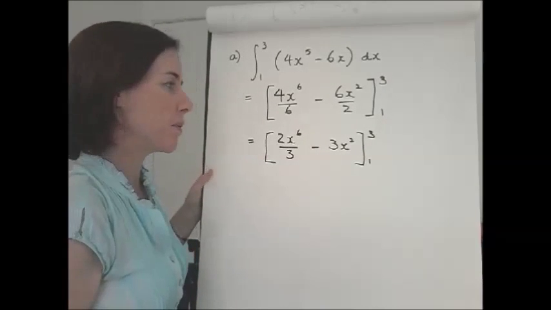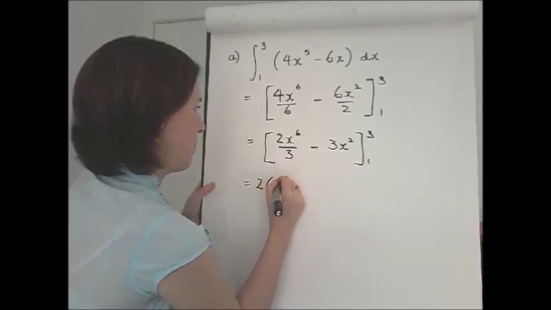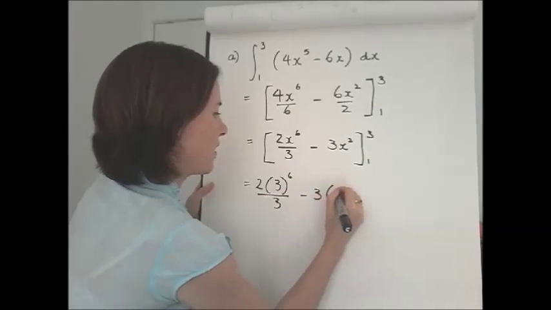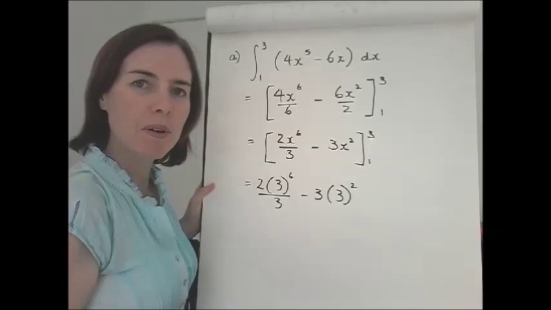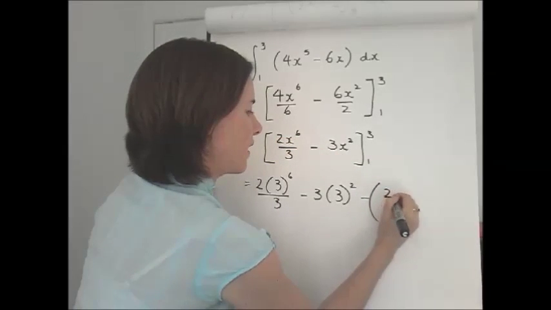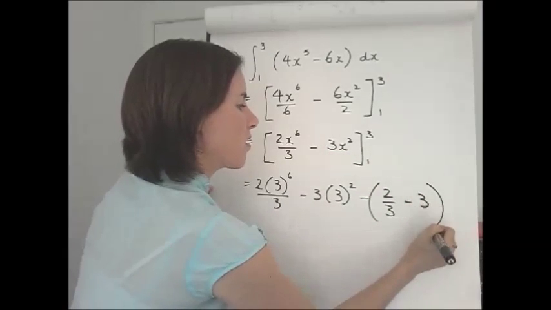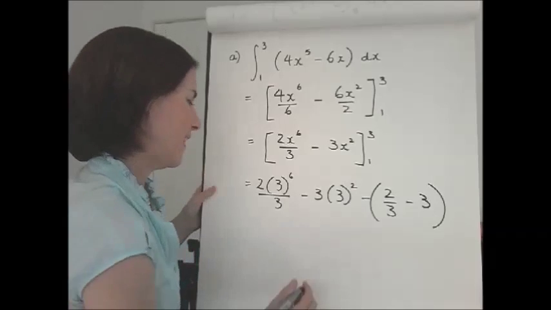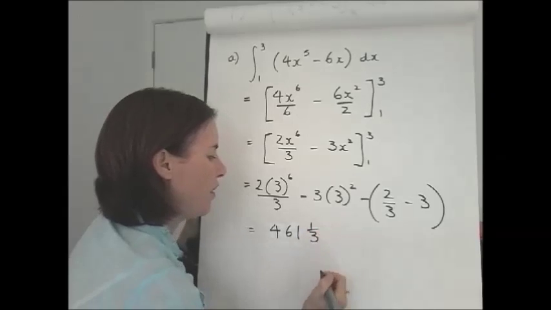Now I'm going to sub the terminals in. So firstly sub the top one in, 2 by 3 to the power of 6 over 3 minus 3 times 3 squared. Then you subtract and sub in the bottom one. So 2 times 1 over 3, that's 2 over 3. And 3 times 1 squared is 3. And if you put that into your calculator, you will get 461 and 1/3.